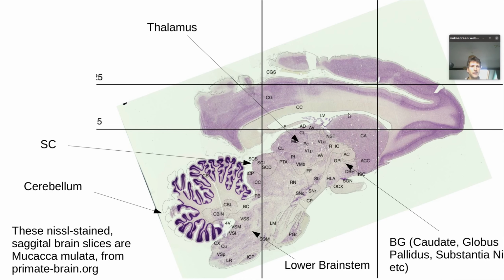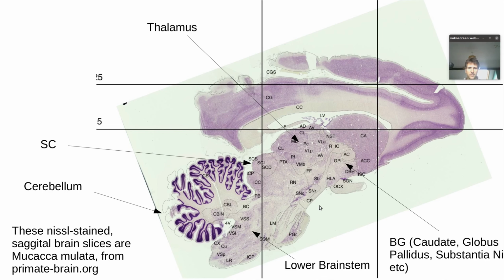The basal ganglia is this region here. So basal ganglia nuclei include the caudate, which is this one here, the globus pallidus right here, and then we've got the substantia nigra down here. So this region around here is basal ganglia. It's this substantia nigra reticulata, the SNR, which projects into the deeper parts of the colliculus.